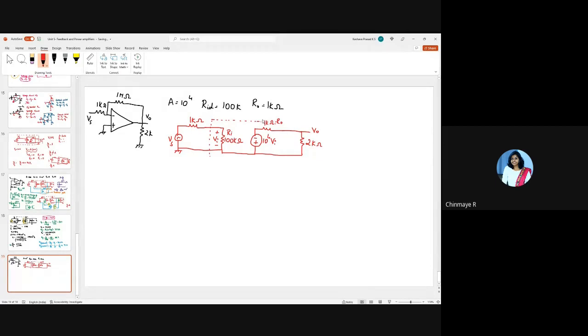Okay, so just a minute. Let me just erase this and write it down so that it's easier. I'll write it to the side here so that it's much easier. So this will be 1 kilo ohm. This is R naught. Okay, so this is the op-amp, right?